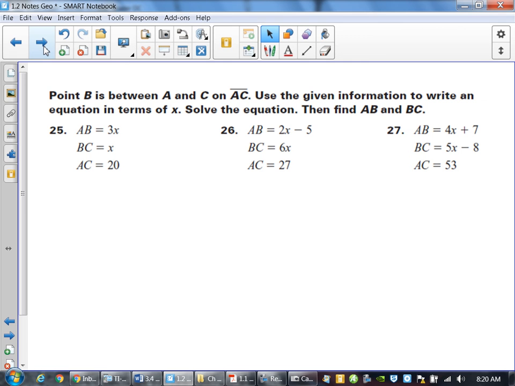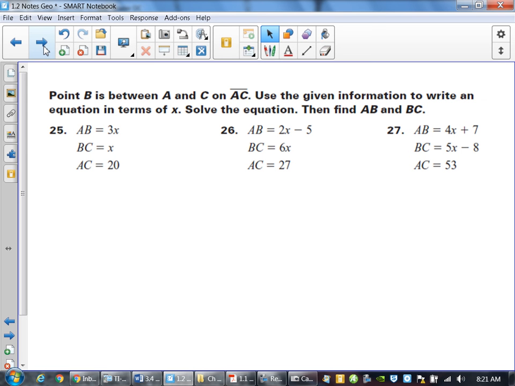Uh-oh. It just got scary. There's no diagrams, and it's all in letters. Uh-oh. But take a look at how it's written. Notice how we've talked about this before. Point B is between A and C on segment AC. Use the information, write the equation, determine specs, solve it, find AB and BC.